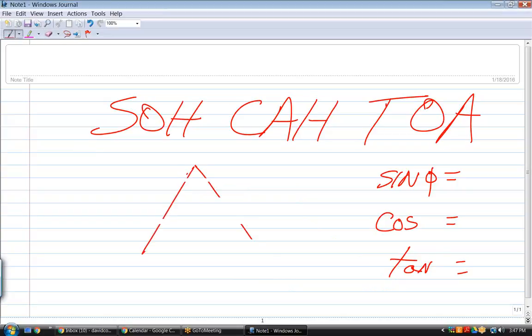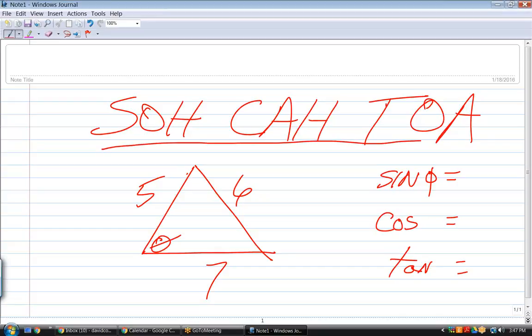Draw it so that it looks something like this. This is 5, 6, 7, and that's theta. You do not know what the sine of theta is because it's not a right triangle. In other words, these definitions apply only to right triangles.